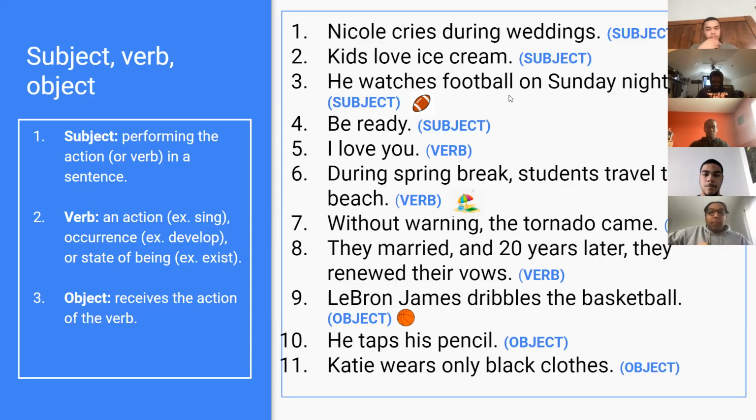You tell me in sentence number 3, he watches football on Sunday nights. What's the subject? The subject watches. Mm-mm. He. Who does he? Okay. There you go. Perfect. Sorry, He. I was looking at verb. Yep. So he.